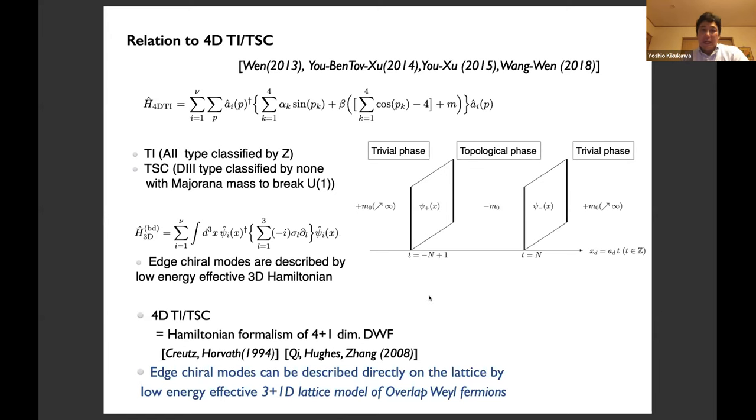So in this way, we can connect the approach with the overlap fermions to the approach to the four-dimensional topological insulator or topological superconductor. Okay.